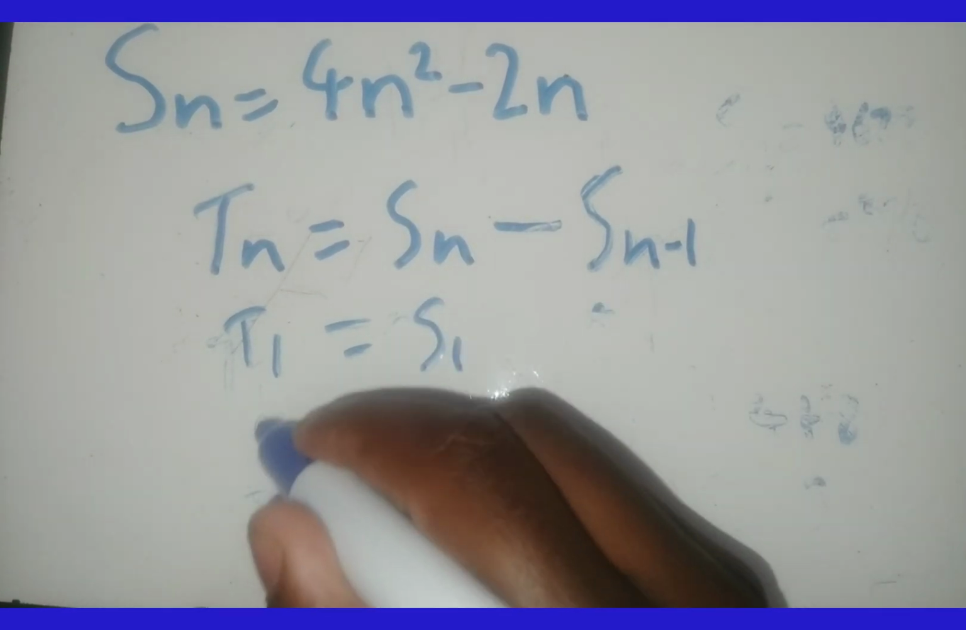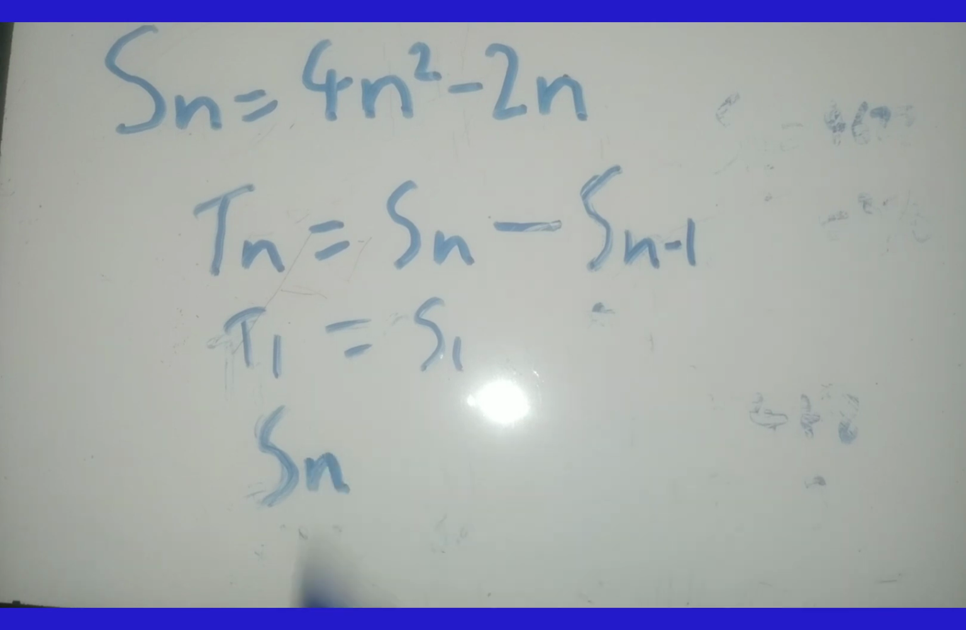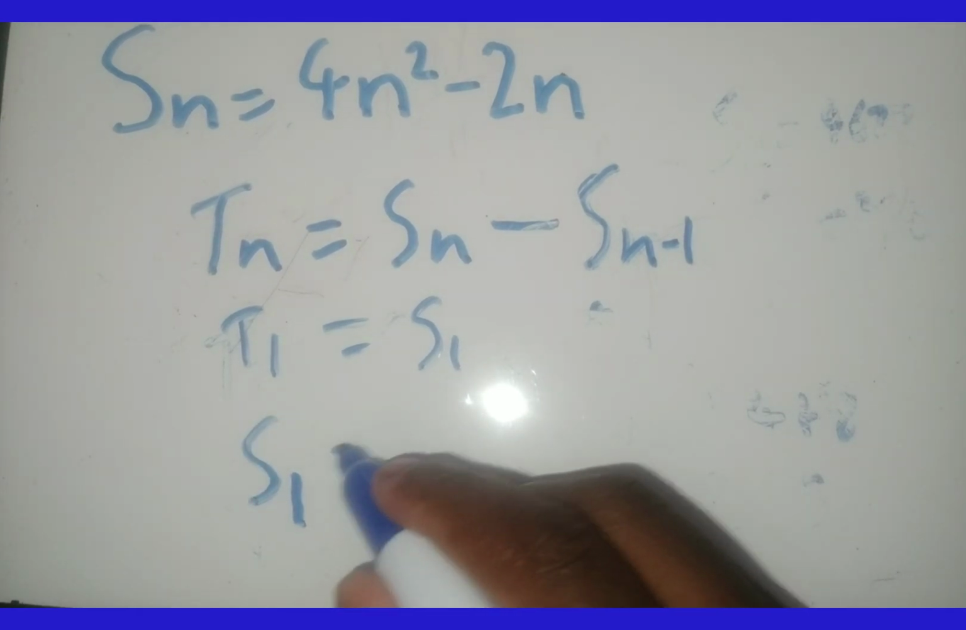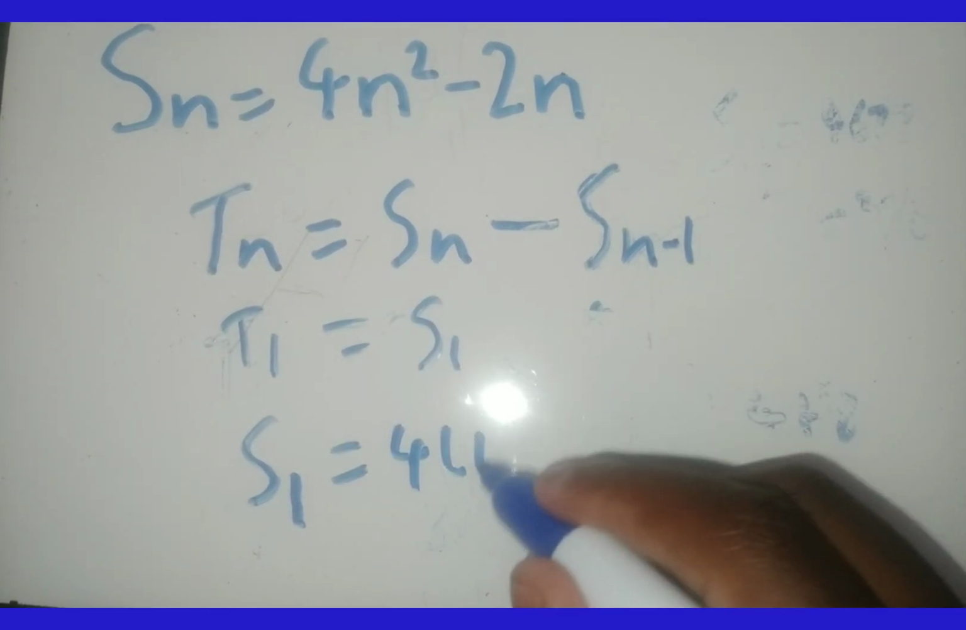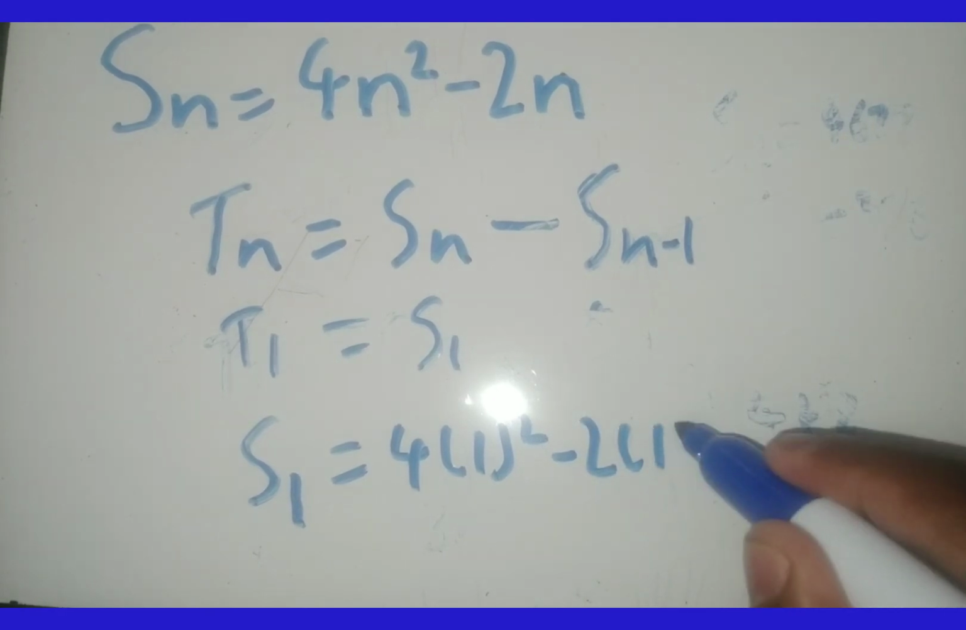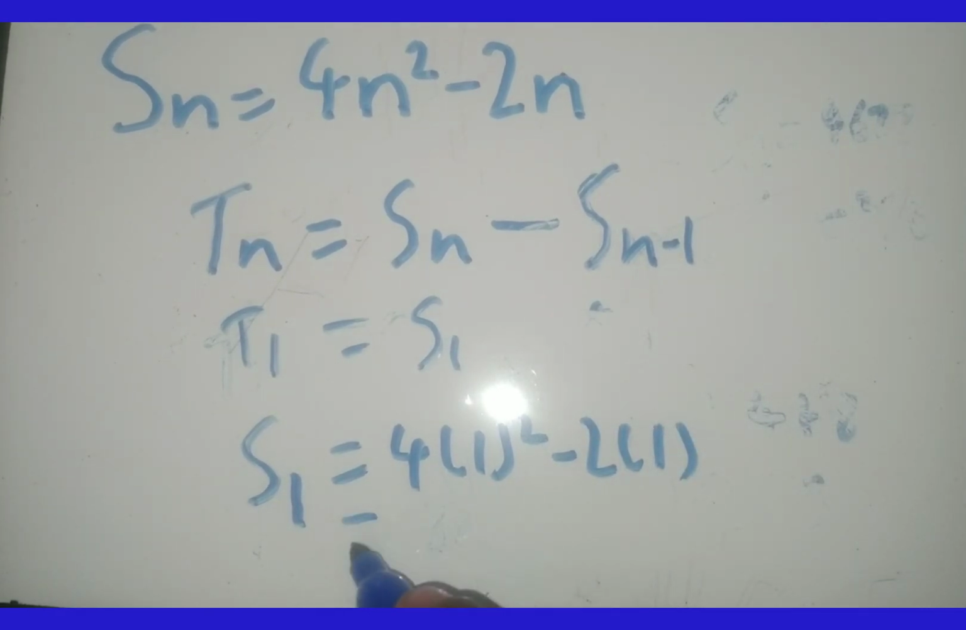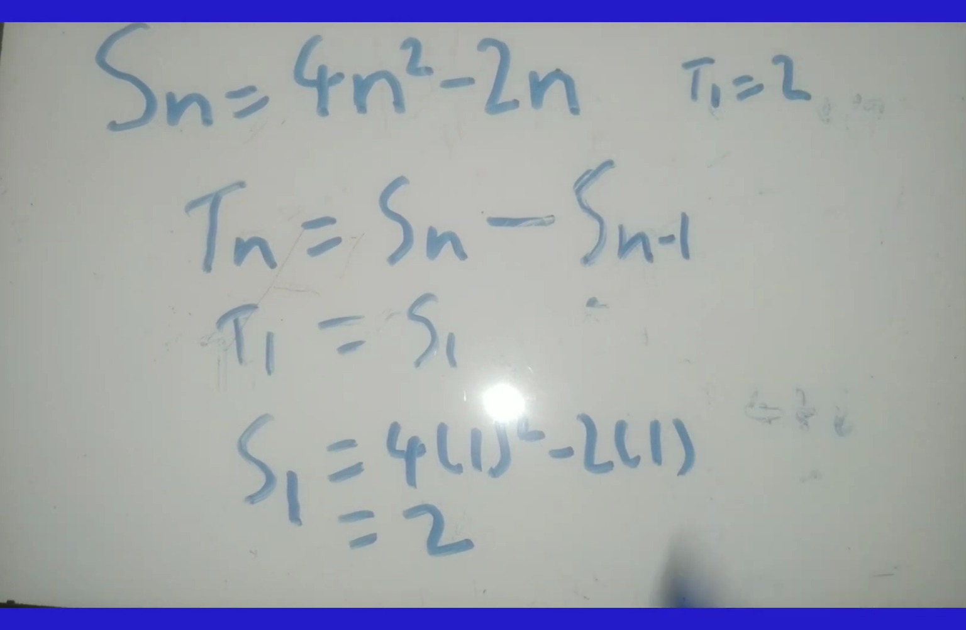So we're going to have S1, which is equal to 4 into 1 squared minus 2 into 1, which is just 4 minus 2, which is 2. So we know S1 is 2, meaning that T1 is also 2. So we found T1. Therefore, T1 is 2. Now let's find T2.